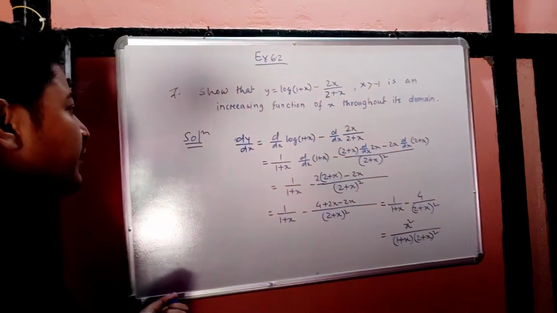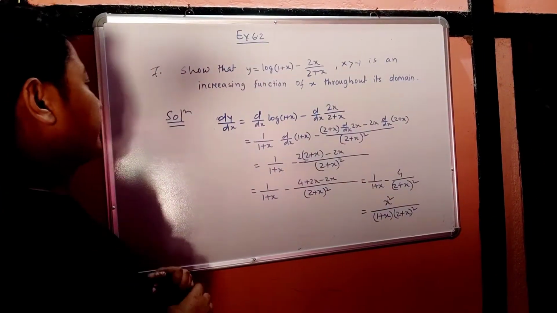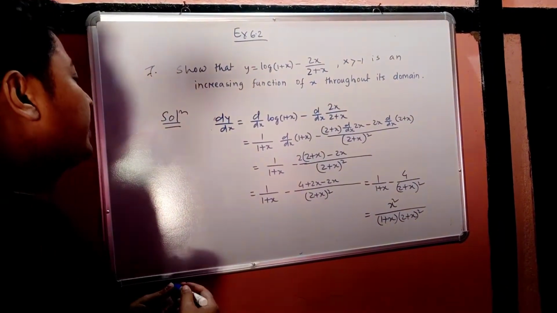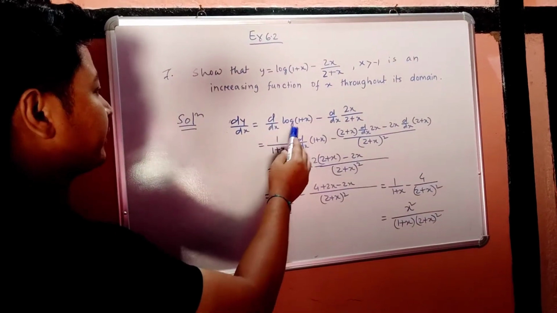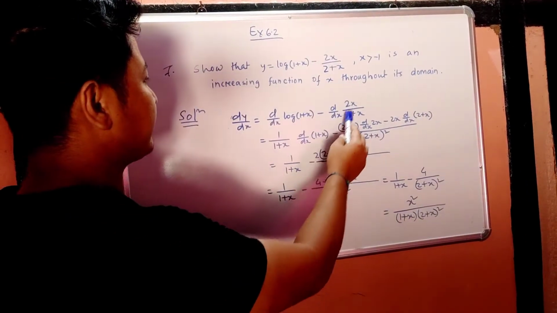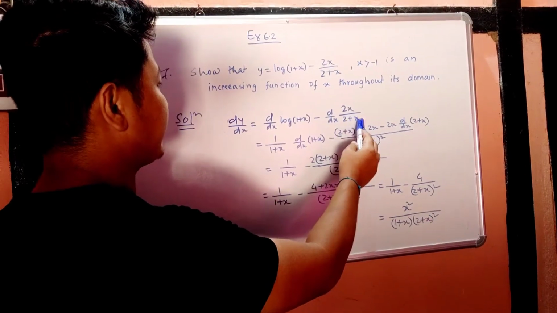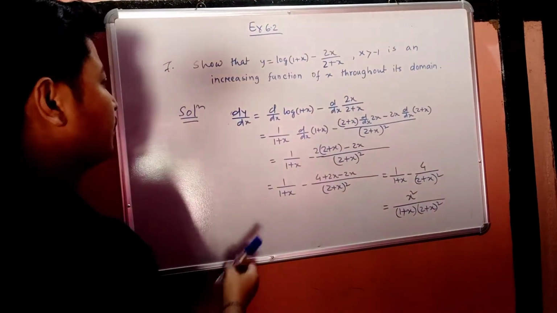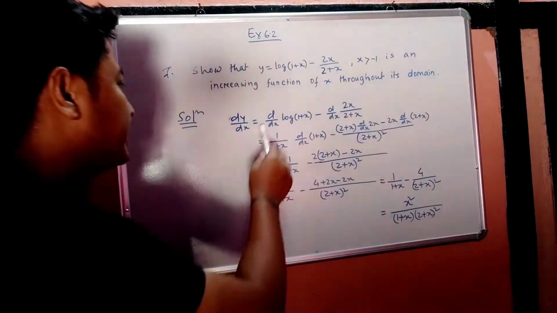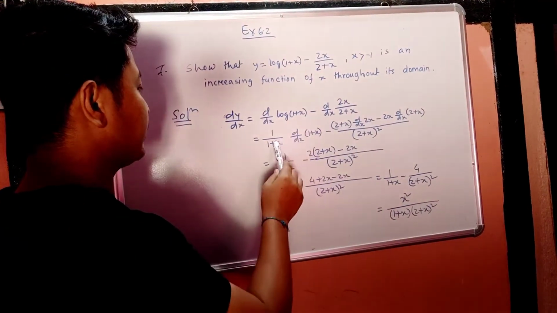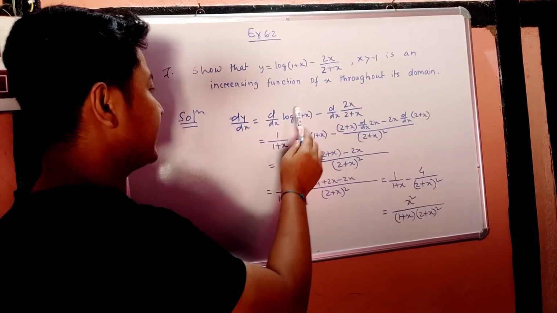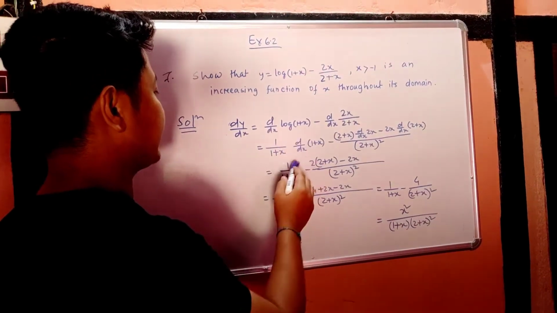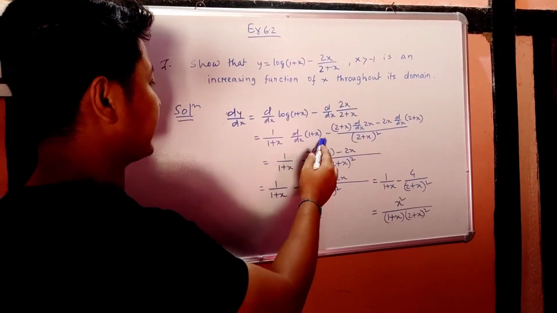So in the first step, we find the derivative of the function. Since the given function is y equal to log(1 plus x) minus 2x divided by (2 plus x), we have dy by dx equal to d/dx of log(1 plus x) minus d/dx of 2x divided by (2 plus x). After that, d/dx of log(1 plus x) is equal to 1 by (1 plus x), since log(1 plus x) is not just a function of x, it is a function of 1 plus x. Therefore, we use the chain rule, d/dx of (1 plus x).